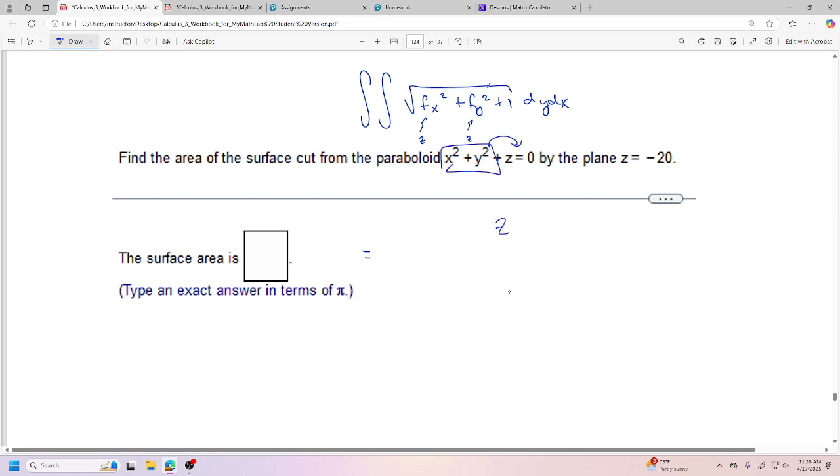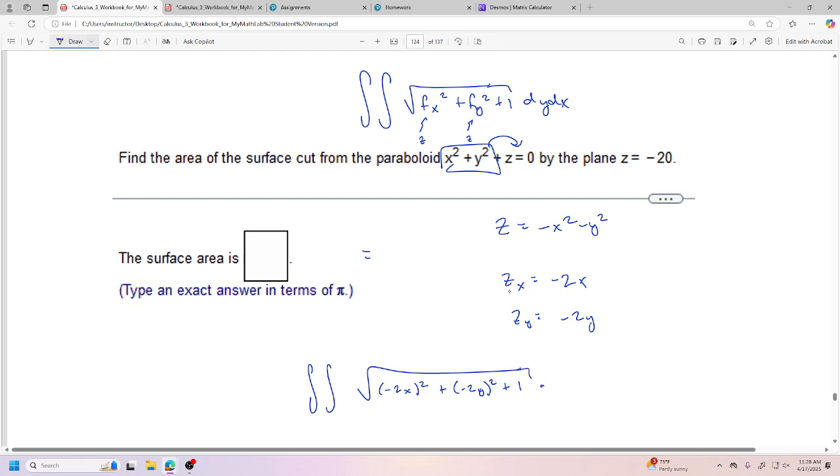Exactly right. We have to solve for it first. That's one of the keys. So then I need to find z. I need to find zx. I need to find zy. So z sub x. Perfect. Z sub y. Beautiful. So then I say double integral of double integral of the square root of negative 2x squared, negative 2y squared, and then plus the 1, dy dx.